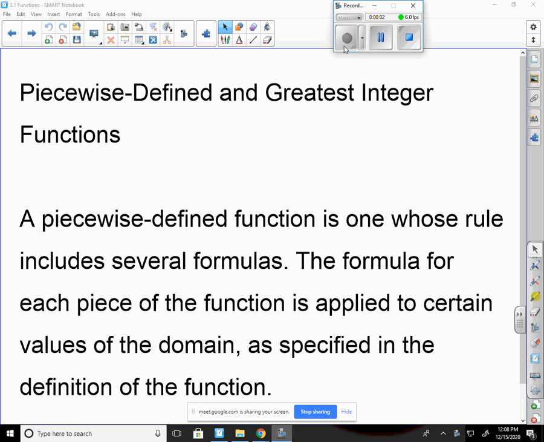Today we move on to piecewise defined and greatest integer functions. A piecewise defined function is one whose rule includes several formulas. The formula for each piece of the function is applied to certain values of the domain as specified in the definition of the function.